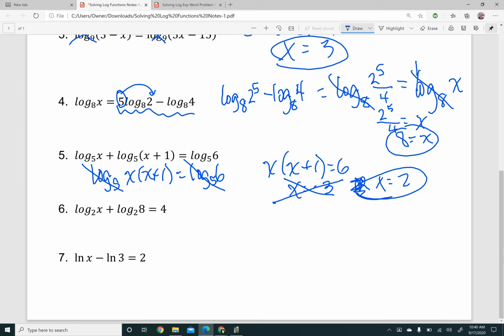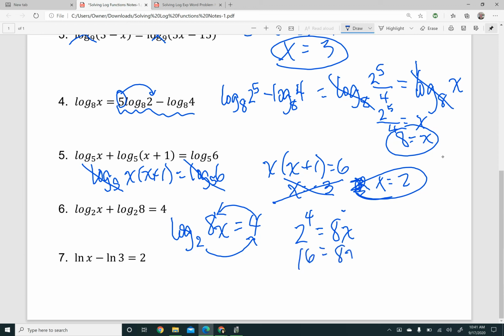So now I have multiple logs equals a number. So now what do I do with that? Well, anytime I have multiple logs, I'm going to condense that. So addition means multiplication. So this makes log base 2 of x8. Well, do we usually write x8? No, we write 8x equals 4. Well, now we have 1 log equals a number. Well, we go back to the rule from before and we rewrite it. So we say 2 to the 4th equals 8x. Well, 2 to the 4th is 2, 4, 8, 16. And we divide by 8, so x equals 2.